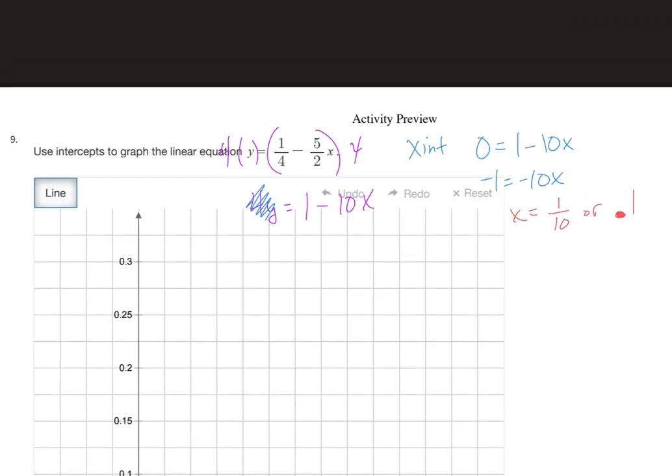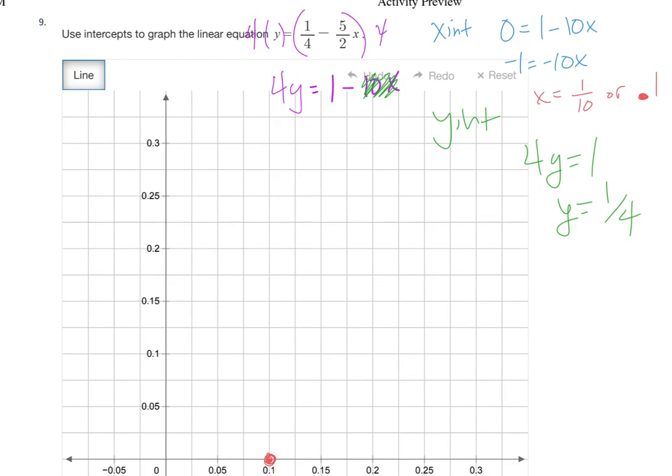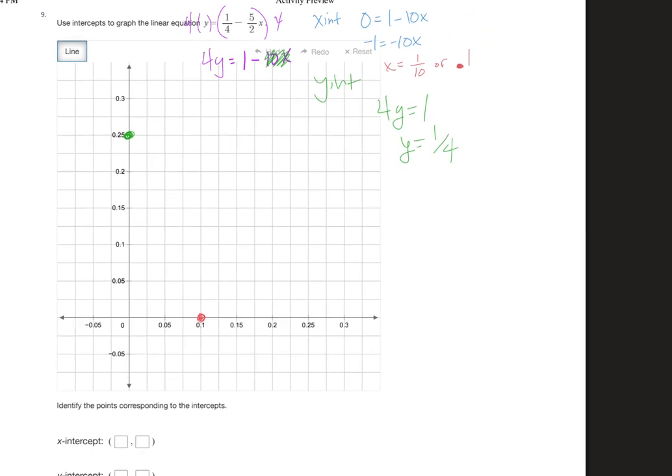And then the y-intercept, well, I gotta erase that, and I gotta put it back since I didn't. There we go. So the y-intercept, y-int, is when x is 0, like that. So we just have 4y equals 1, so y equals 1/4, or 0.25, right there. There's our graph, something like that.